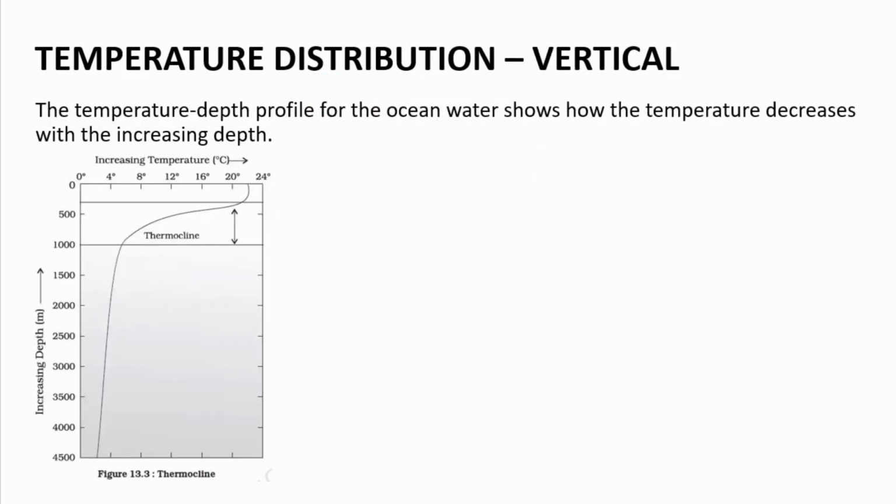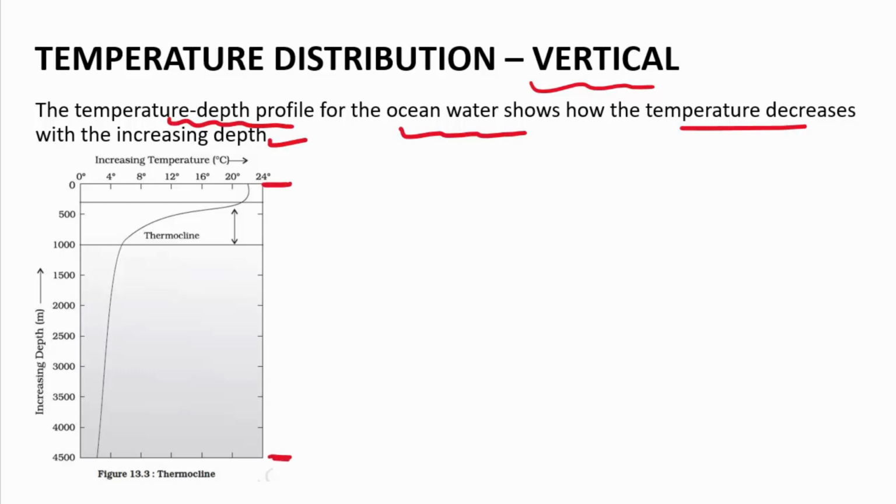The next in our list is temperature distribution in vertical direction, that is the change in temperature with respect to depth. The temperature depth profile for ocean water shows how the temperature decreases with increasing depth. Now the figure on your left, you can see a graph. This is a graph which shows the variation of temperature starting from the sea level, that is 0 meter depth, up to a depth of 4.5 kilometers.